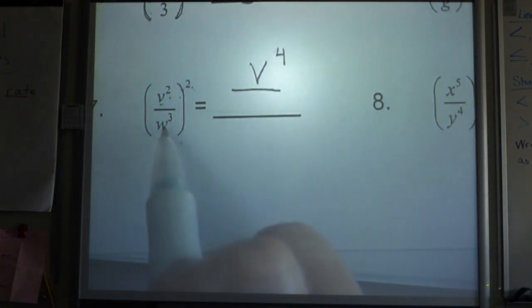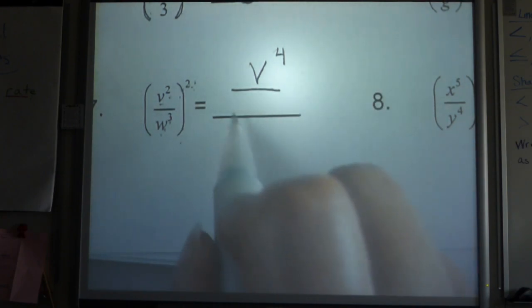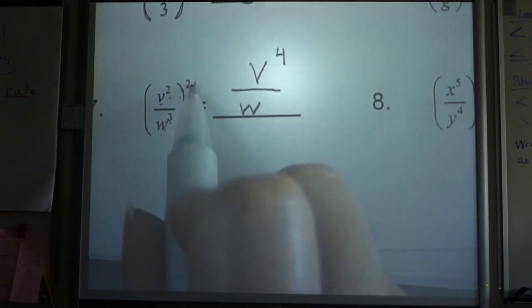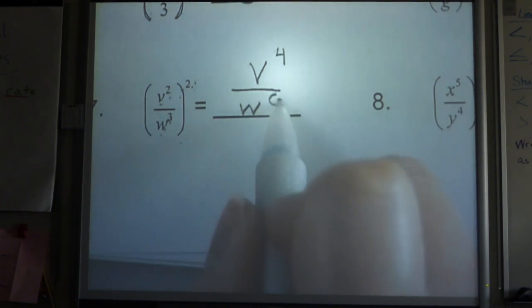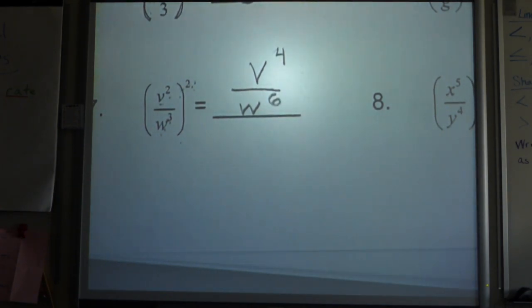Okay, and then what's W to the 3rd to the 2nd? W to the 3rd to the 2nd is W to the 3 times 2, W to the 6th. We're multiplying. When we have a power of a power, we multiply the exponents. That's from last week's property.